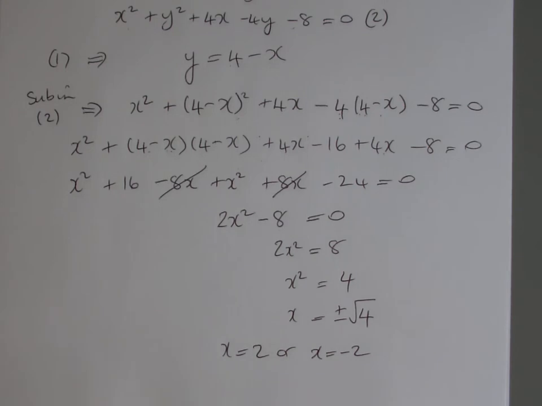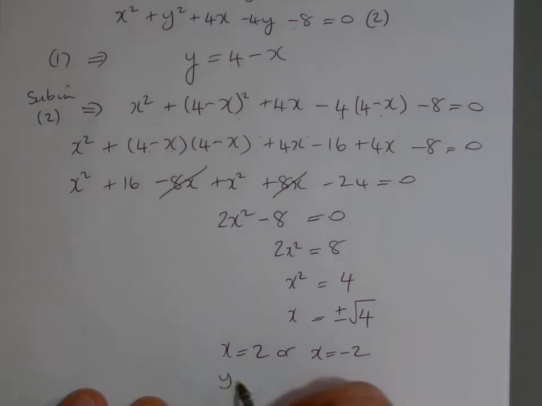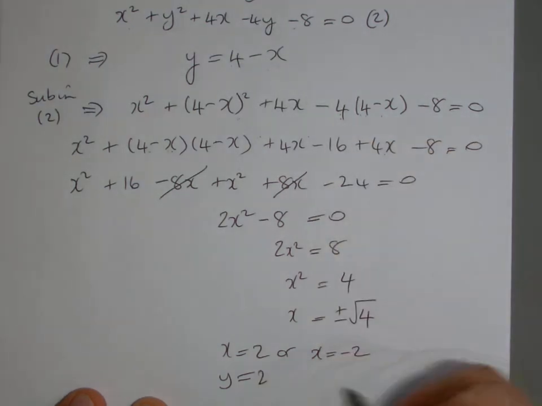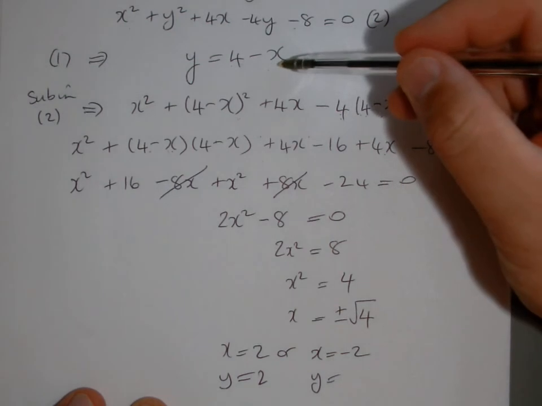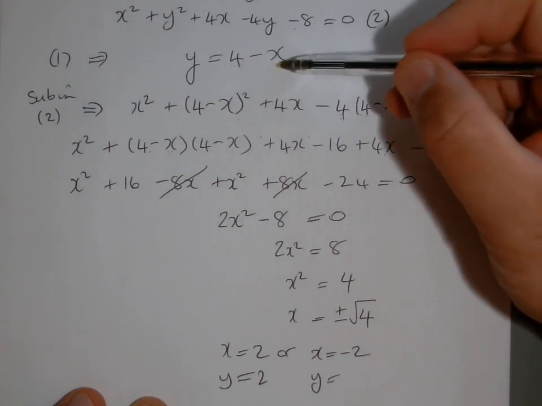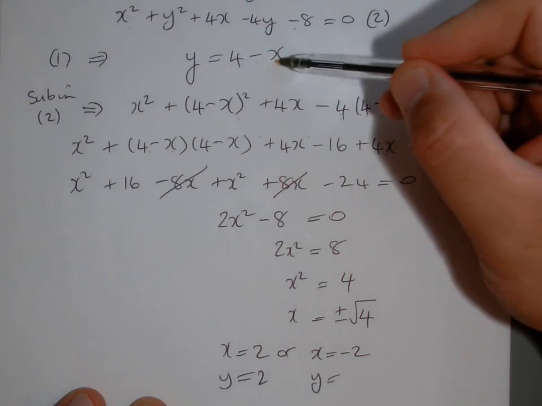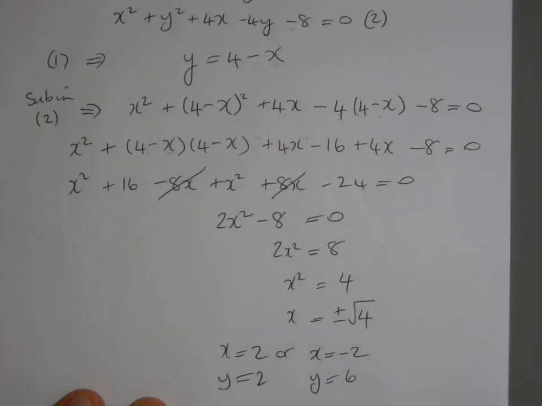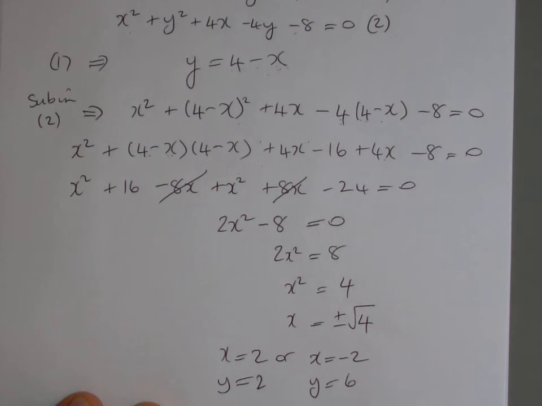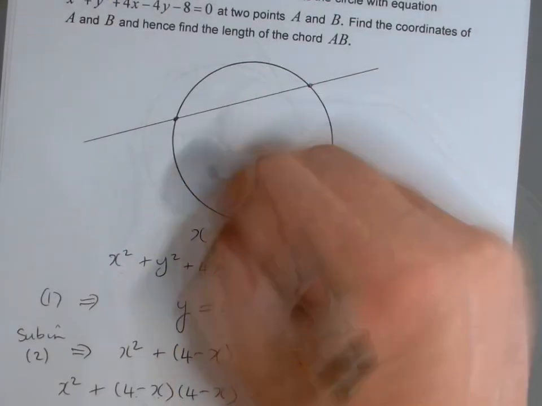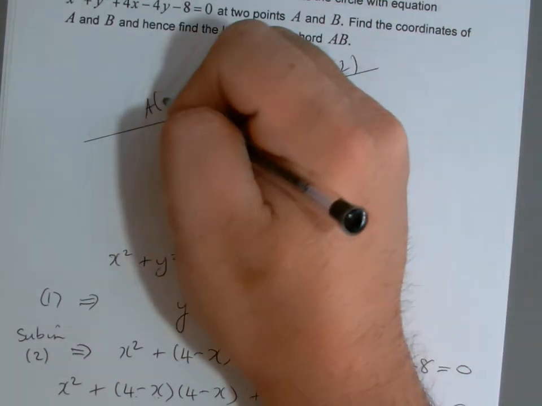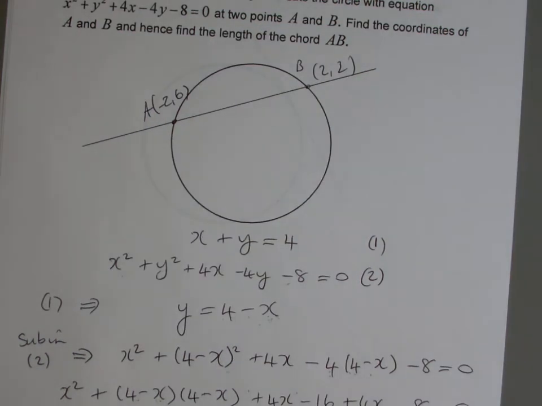So I've got my x values. I now need to work out my y values, but they're easy because I just sub into y equals 4 minus x. When x is 2, 4 take away 2 is 2. When x is negative 2, 4 take away negative 2, the two negatives make a plus, so 4 plus 2 is 6. So my points are 2, 2 and minus 2, 6. You can see it corresponds here, though I haven't drawn this properly. Maybe that could be my B and that could be my A.